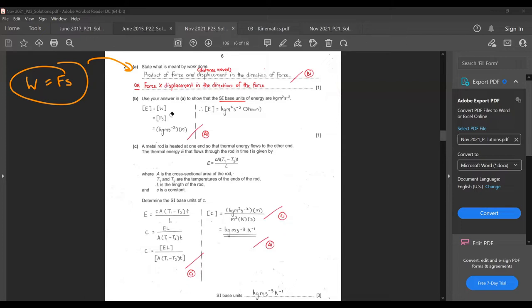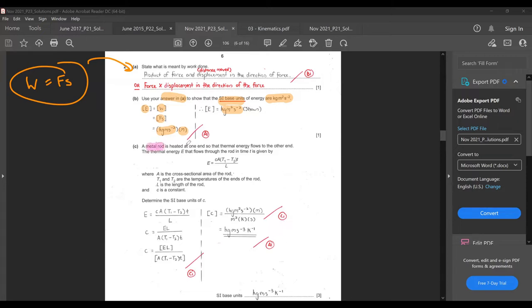Okay, then from there, use your answer to show that the SI based units of energy are kg meter square per second square. So this one should be pretty straightforward. We know that energy has the unit of work. Work is the product of force times displacement. The unit of force is kg meter per second square. The unit of displacement is meter. So multiplying them together, you're just going to get kg meter square per second to the power negative 2. So this one, no issues. Very simple, straightforward.